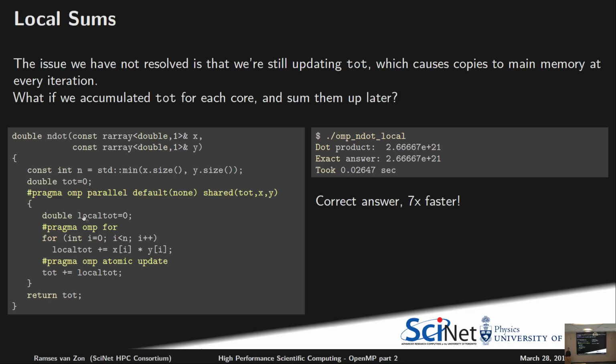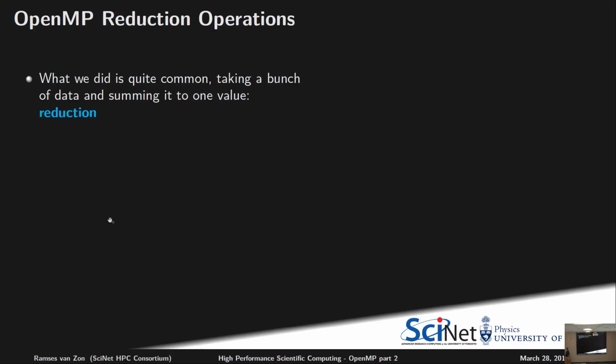Does it make sense? It's really the idea that we keep our data local and then only gather it at the very end. That makes this work. Now, this is a very common scenario. These reductions happen all the time. And so, rather than having to do this by hand, the OpenMP standard has a construct for that, to reduce your variables for you and get one value.